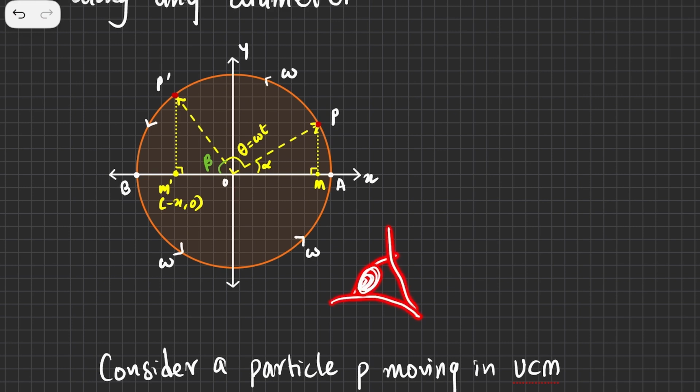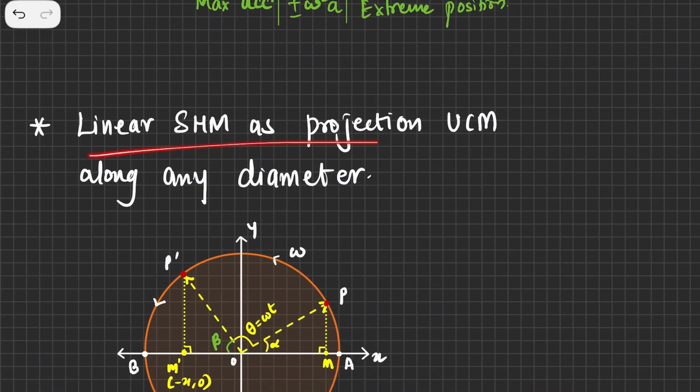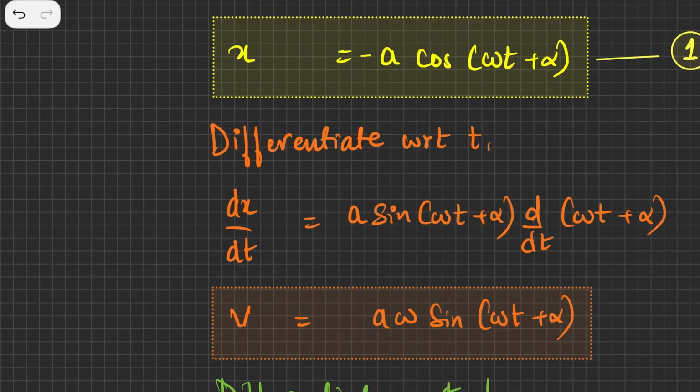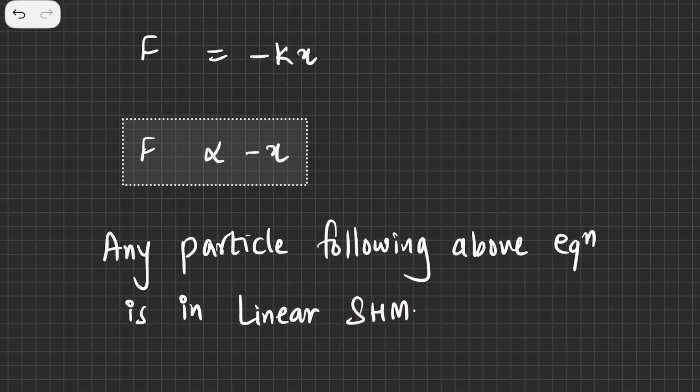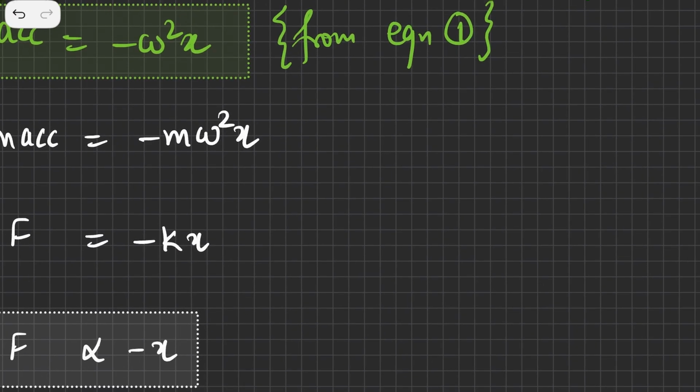Like if you are watching it from here, the particle will appear to be moving along the diameter, oscillating along the diameter, while in circular motion. So uniform circular motion is very related to SHM, but along any diameter. This is one thing. So just remember that this equation is only valid for simple harmonic motion. Any body which follows this equation has to be in simple harmonic motion.